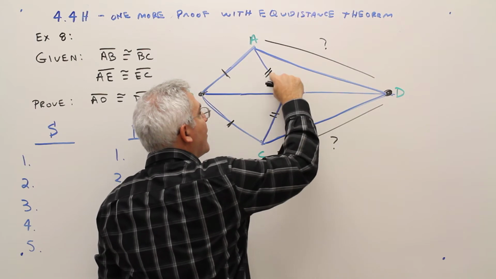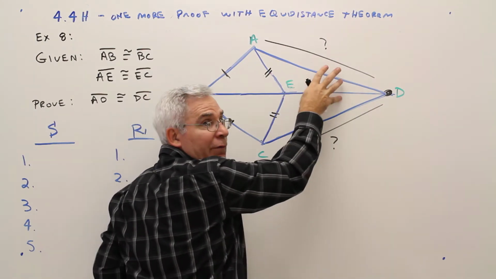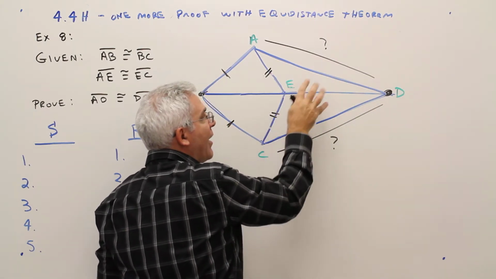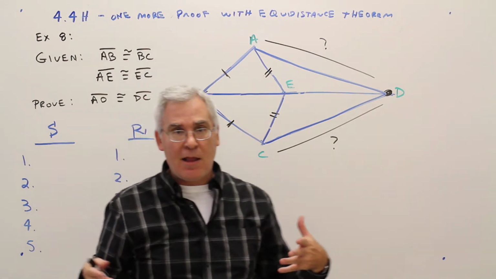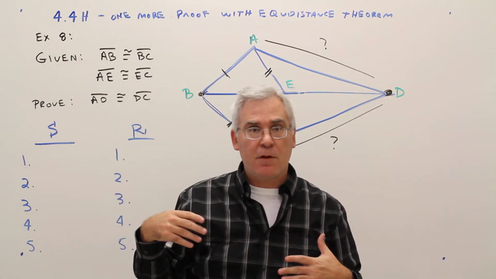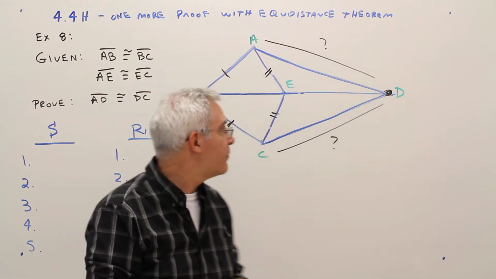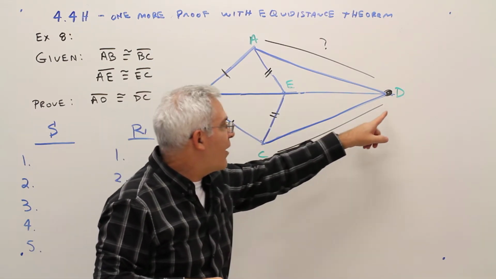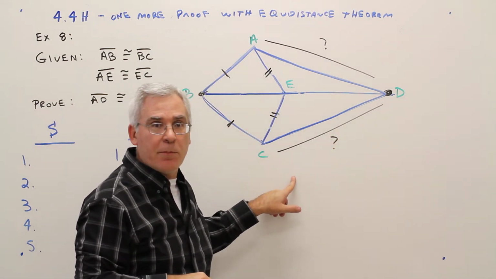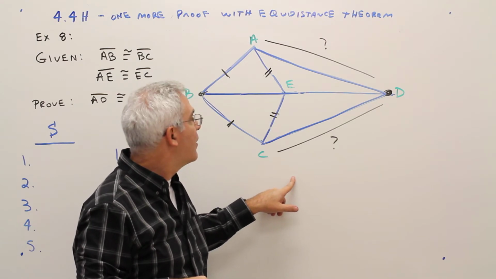Then you would have this side, this angle, reflexive side, side, angle, reflexive side, and you'd have a bunch of steps in your proof. But let's think a little bit differently. Let's think of equal distance from the endpoints of a segment.